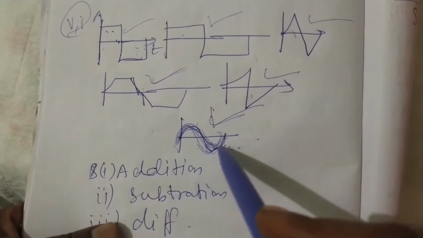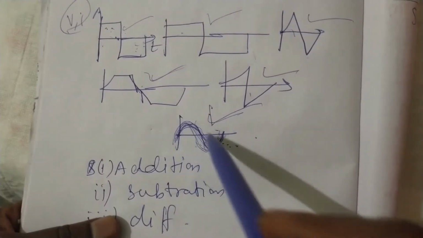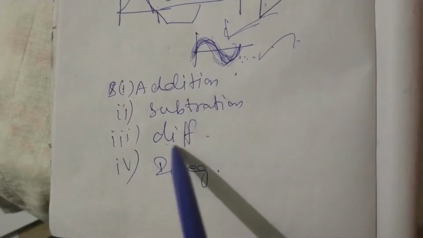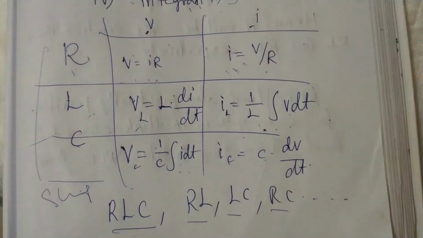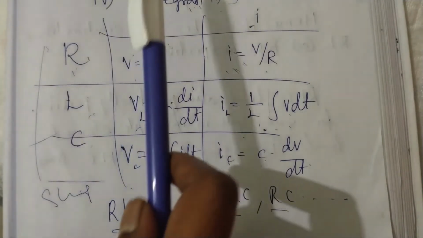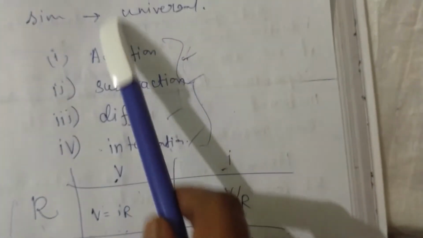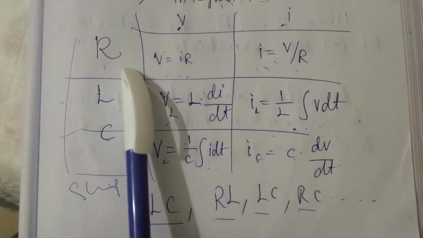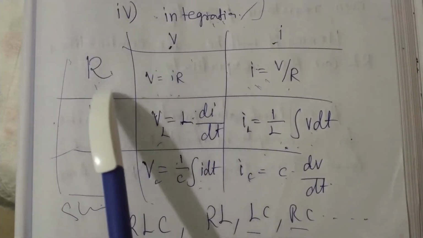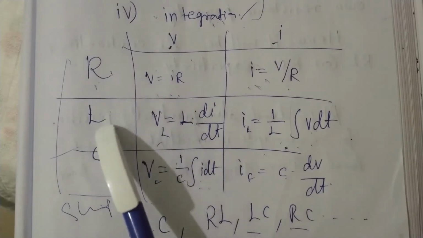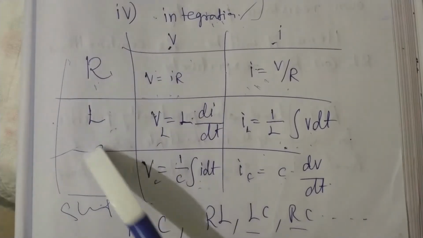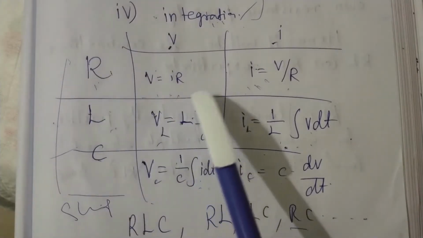To explain the uniqueness of the sinusoidal wave shape, I am going to take four mathematical approaches: addition, subtraction, differentiation and integration. Before seeing the reason for choosing these four, you have to see this tabular column. In any electrical circuit, there will be a resistive component, inductive component and capacitive component. Along with that we have the supply. So these are all load and supply in any electrical system.